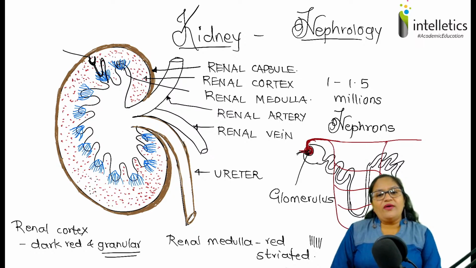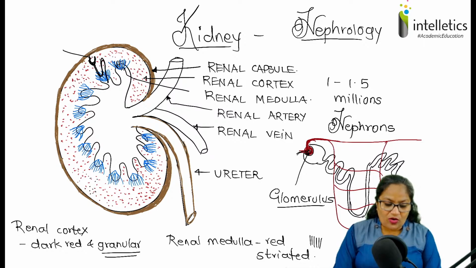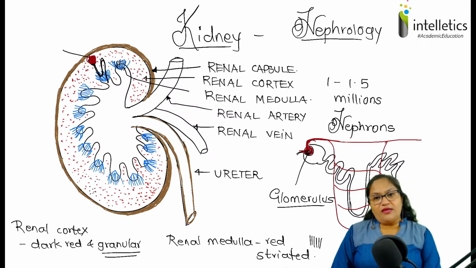Okay. Now, why is it also going to be a bit darker red in color? The reason behind it is that it has a network of blood capillaries called a glomerulus. So this is the reason why the glomerulus is going to be here inside this nephron. Right. It's a tuft, or a network of blood capillaries, right? And this is the real reason why the renal cortex appears dark red and granular.